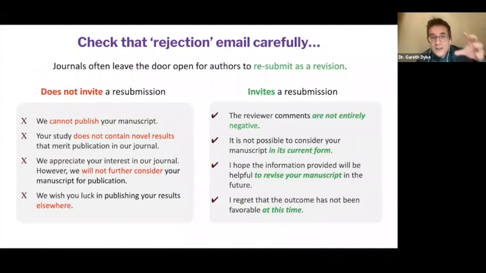Check your rejection letters, because often journals actually do want you to resubmit. If they reject the paper, they often want a resubmission. "We cannot publish," "does not contain," "will not further consider," "publish elsewhere" are red flags, no point resubmitting. But if the journal letter says the reviewer comments are not entirely negative, we cannot publish your paper in its current form, might be helpful to revise your manuscript in the future, I regret the outcome has not been favorable at this time, these are flags for you to think, should I resubmit?